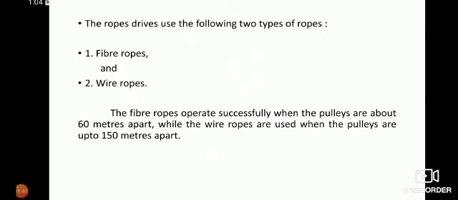The rope drives use the following two types of ropes: fiber ropes and wire ropes. The fiber ropes operate successfully when the pulleys are about 60 meters apart, while the wire ropes are used when the pulleys are up to 150 meters apart.